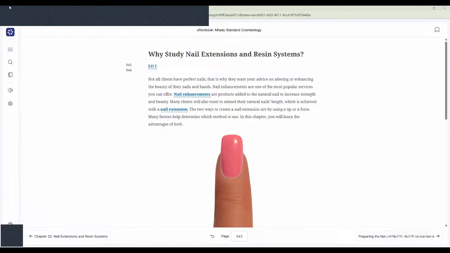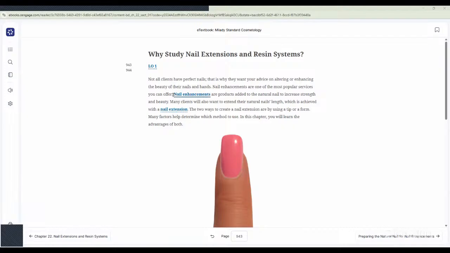All right. As we look at why we study nail enhancements and resin systems, let's look at some of our terms and definitions. Nail enhancements are products added to the natural nail to increase length and beauty.